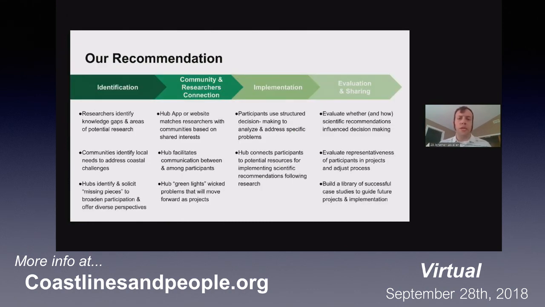For our specific recommendations under identification, you have researchers identifying where there are knowledge gaps, where they would like to move their own research into coastal issues, but then you also have communities identifying their own needs locally and the challenges they face. And at the same time, the hub could be there to identify whatever is missing between those two things and ensuring broader participation and a more diverse array of perspectives rather than just the same communities and the same researchers always participating.